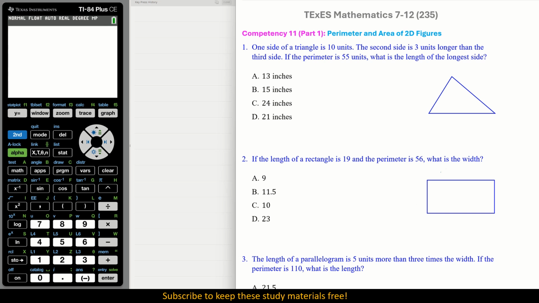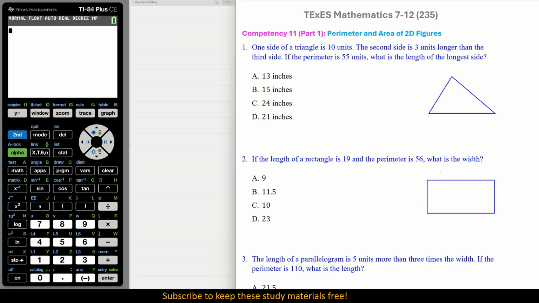Number 1. One side of a triangle is 10 units. The second side is 3 units longer than the third side. If the perimeter is 55 units, what is the length of the longest side?